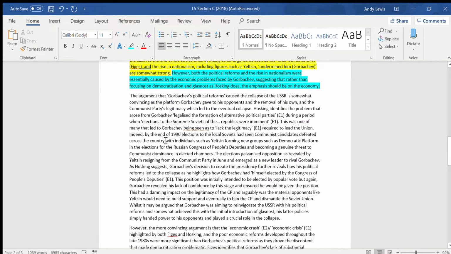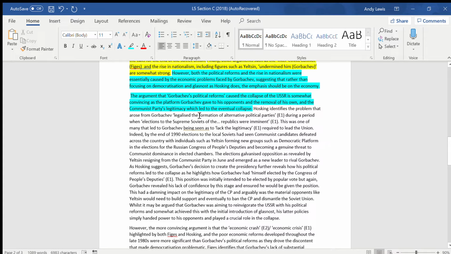The argument that Gorbachev's political reforms caused the collapse of the USSR is somewhat convincing, as the platform Gorbachev gave to his opponent and removal of his own, and the Communist Party's legitimacy, which led to the eventual collapse. So really, that is a nice topic sentence that's nice and evaluative. The argument that I've been presented with in the question is somewhat convincing, so that's suggesting to us that they don't find it wholly convincing, it's not absolutely convincing, it's partially convincing. But they're still identifying why it is somewhat convincing.